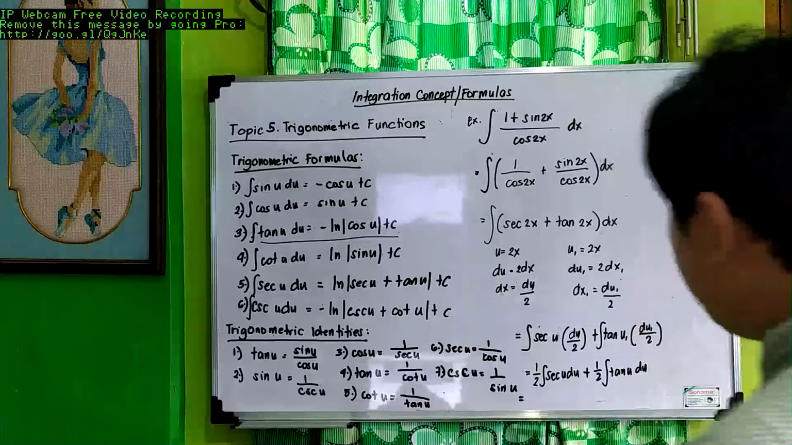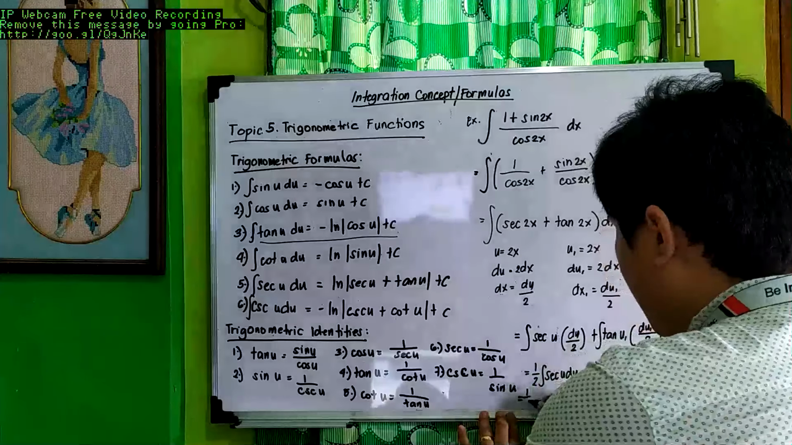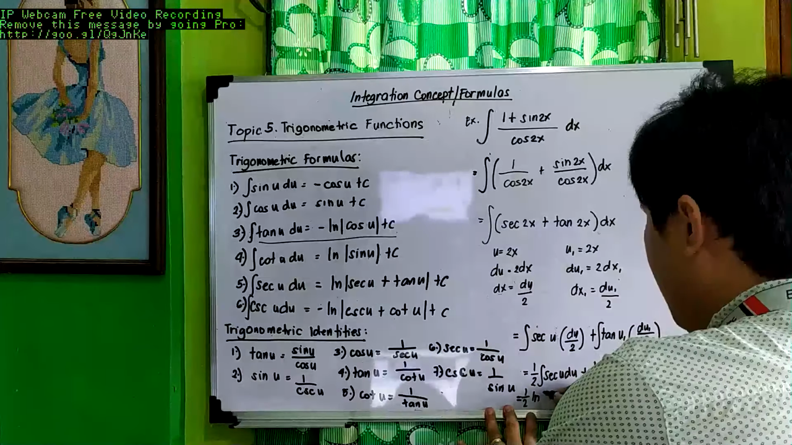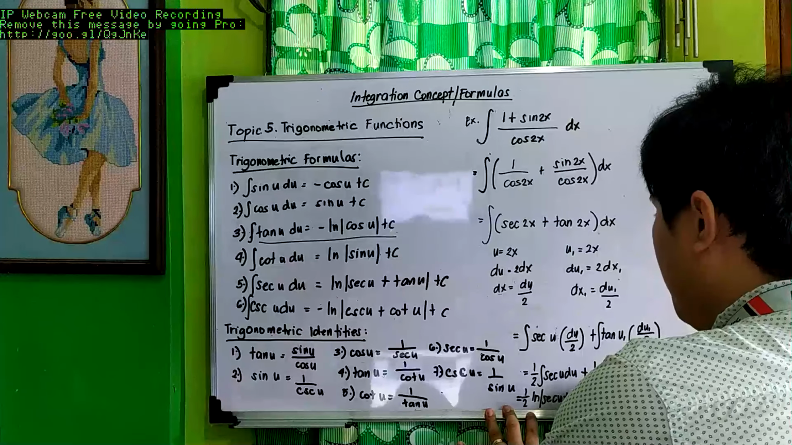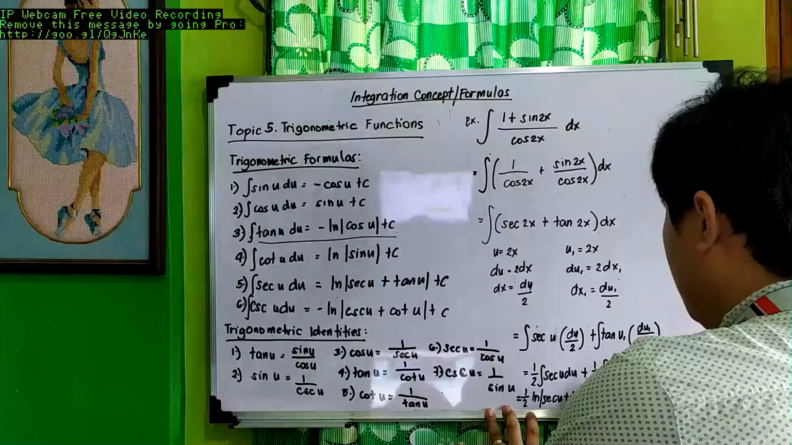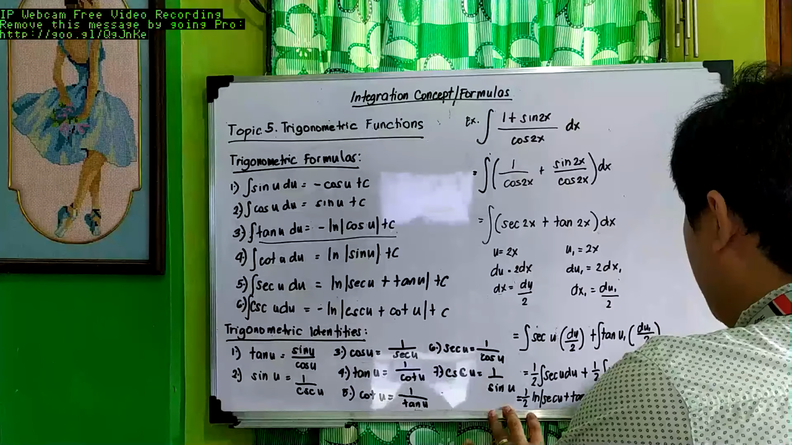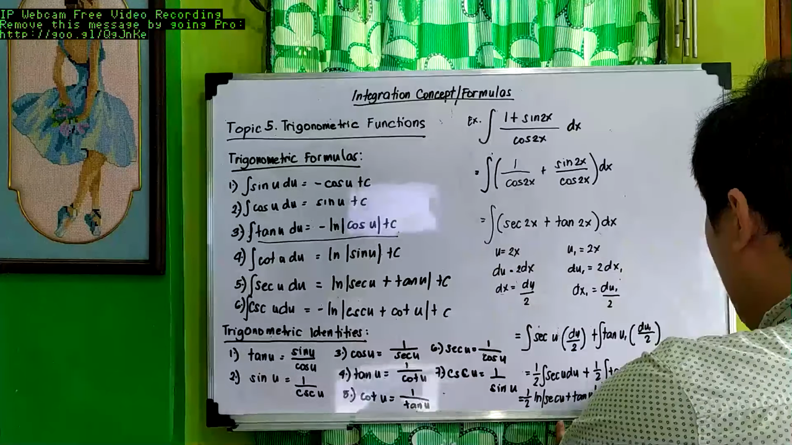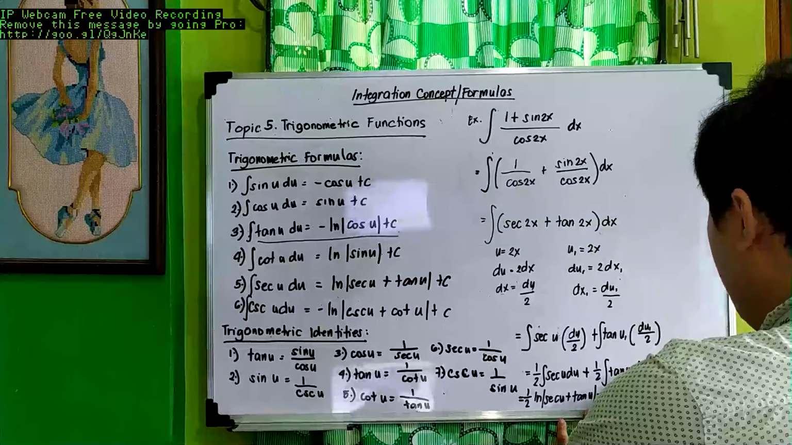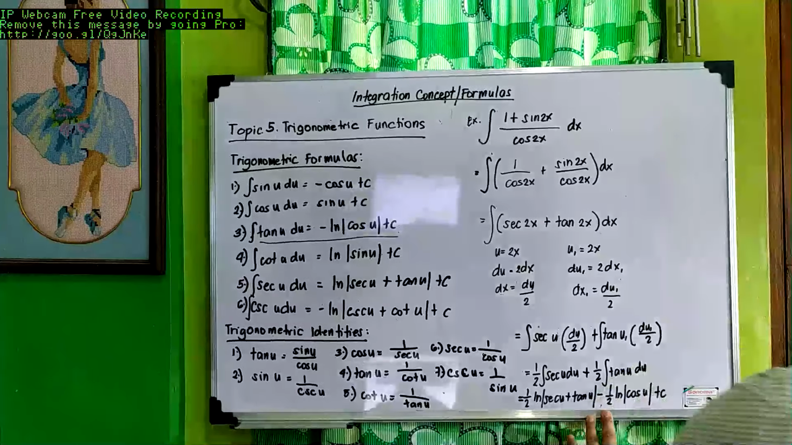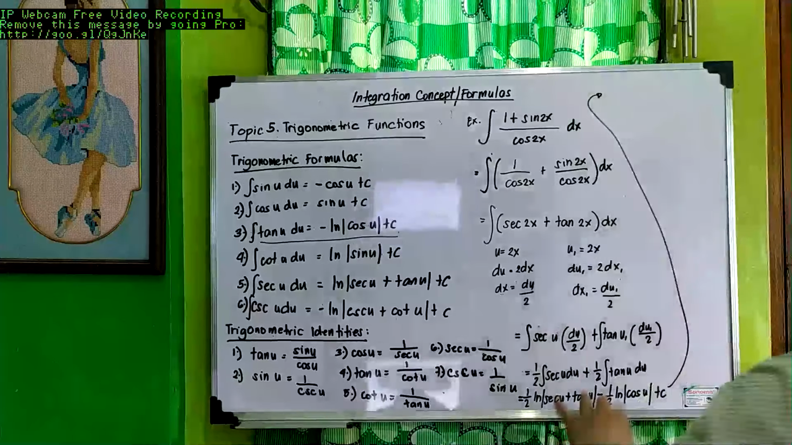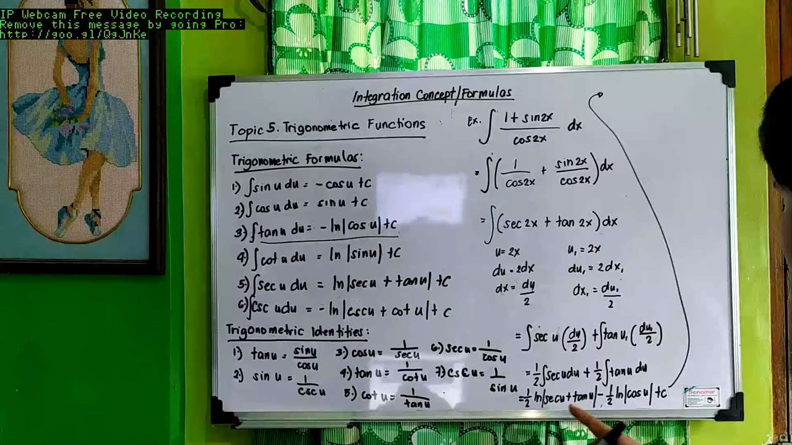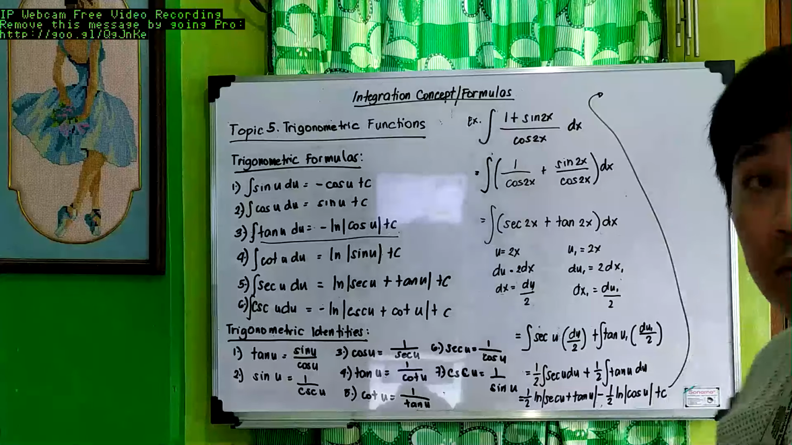Then we will have 1/2. Let me write it smaller. Secant, that is ln secant u plus tangent u plus 1/2. That is minus, right? Because tangent u is negative. So let's have 1/2 ln cosine u plus c. Okay? So let's continue.